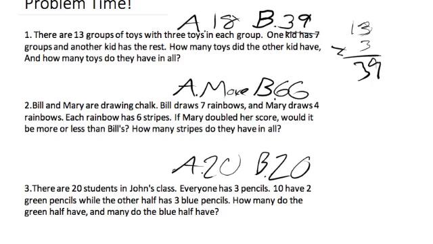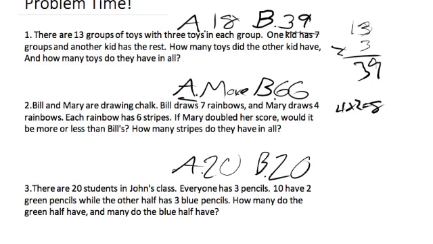So, if Mary doubled her score, which would make that 4, 4 times 2 is 8, and 8 is more than 7, so it's 1 more, and that's A. B is 66 because how many stripes do they have in all?